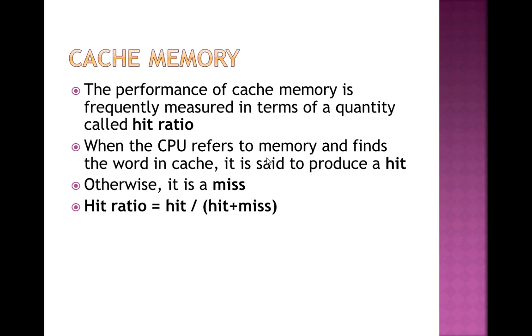This is the performance of the cache memory, which is calculated by using a formula, that is the hit ratio. Now, what is the hit ratio? When the CPU refers to the memory and finds the word in the cache, it is said to be a hit. So whenever a word is found in the cache memory, there is a hit. And if the word is not found in the cache memory, then there is a miss. So there are two concepts, hit and miss. So the hit ratio equals hit divided by hit plus miss.